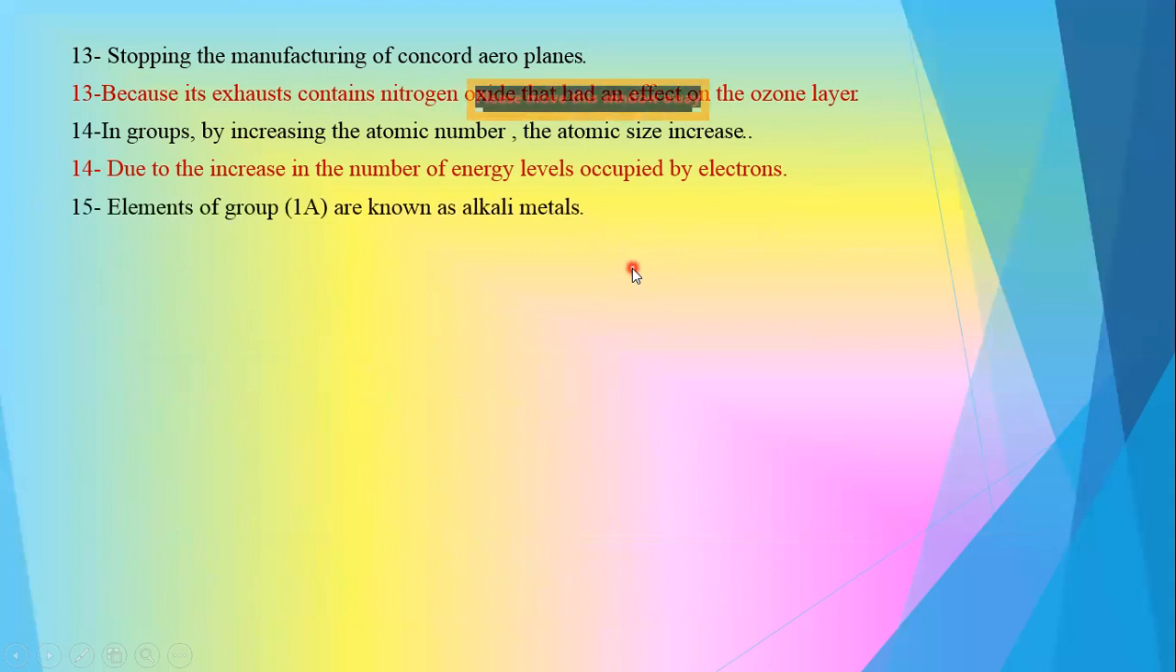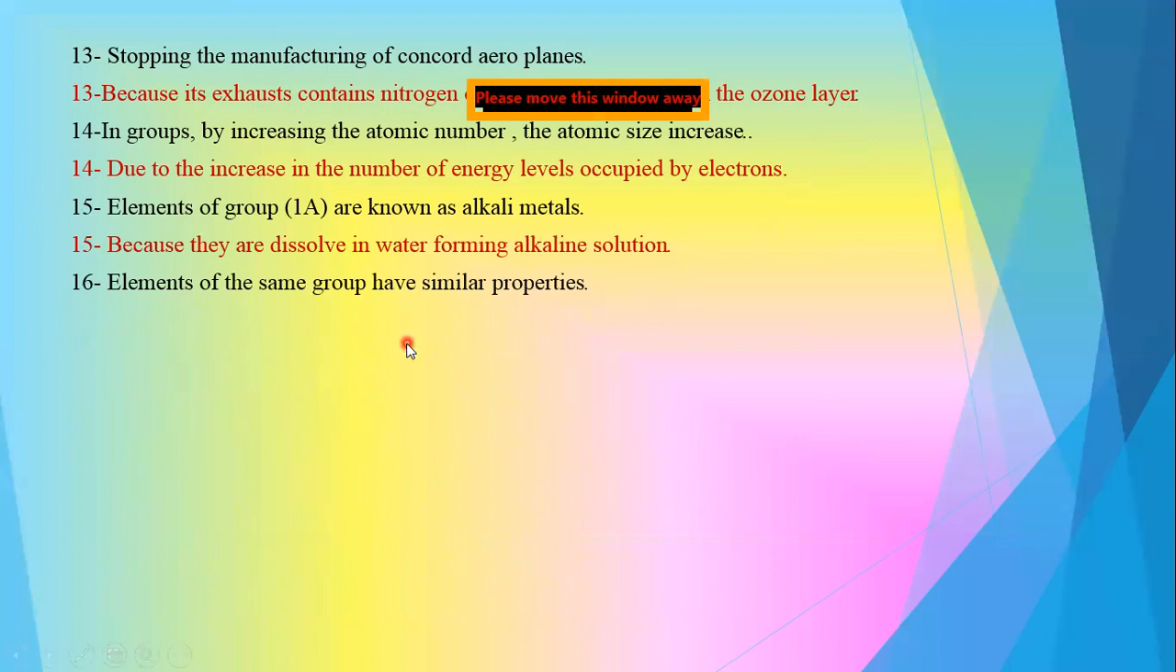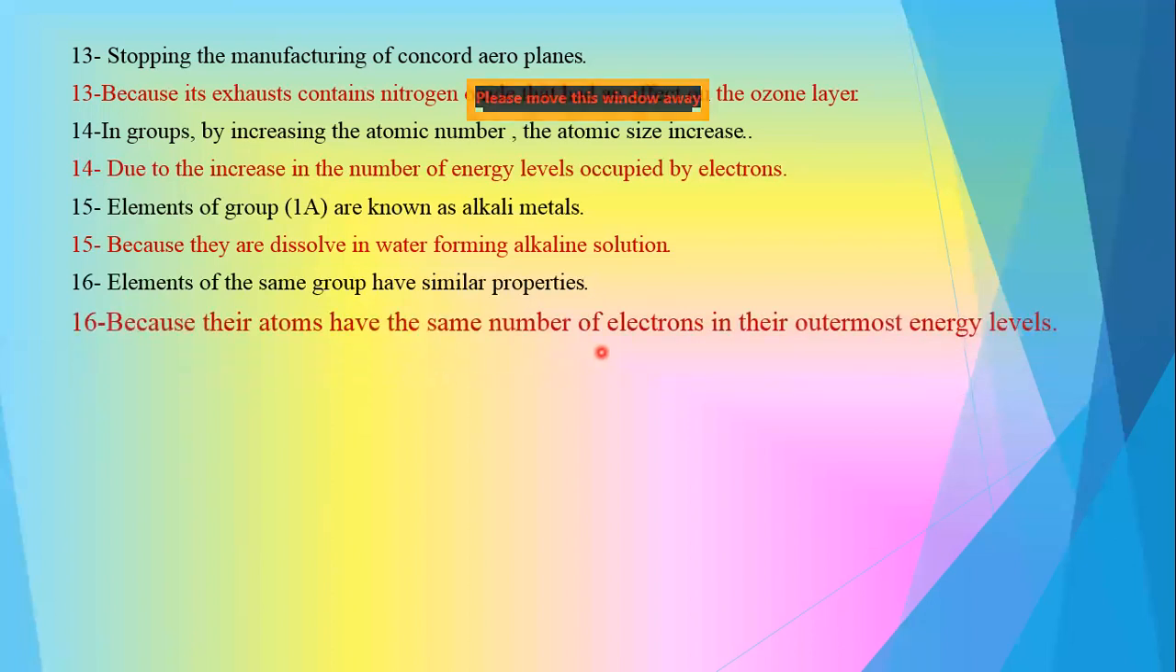Elements of group 1A are alkali metals. The word alkali metal is used because they dissolve in water forming an alkaline solution, that's why the word alkali. Number 16. Elements of the same group have similar properties. We just said it: because they have the same number of electrons in their outermost energy levels, and we answered this before.